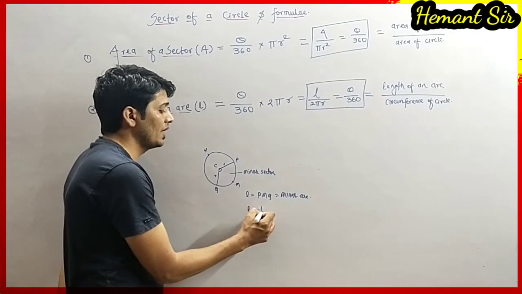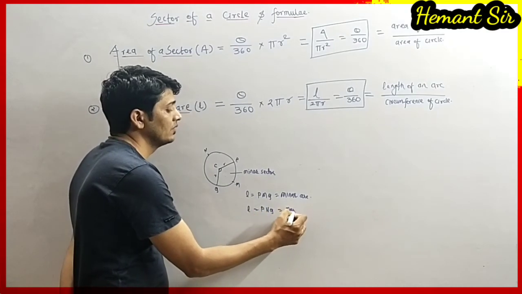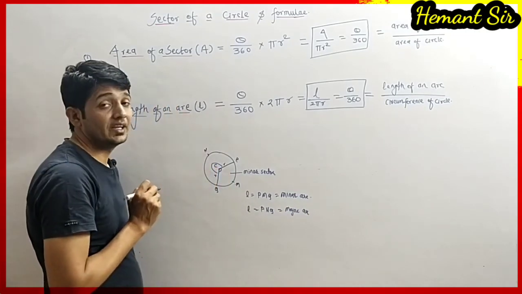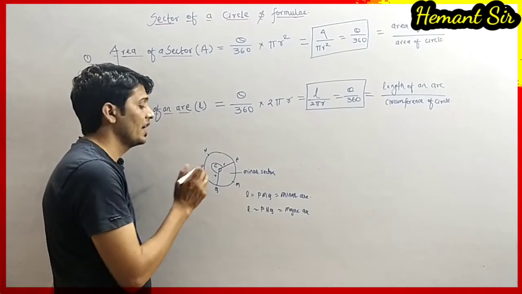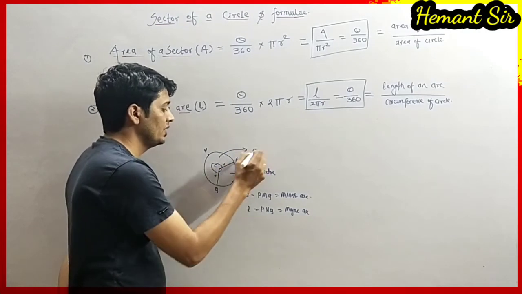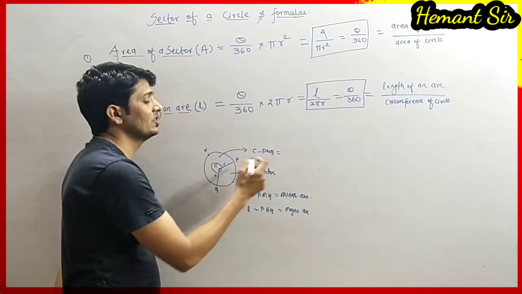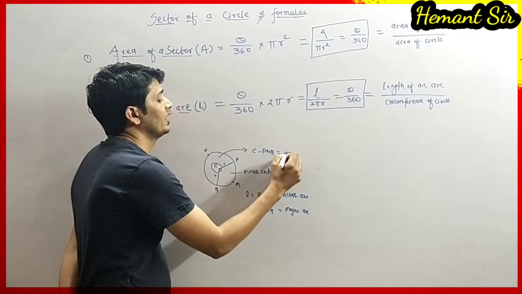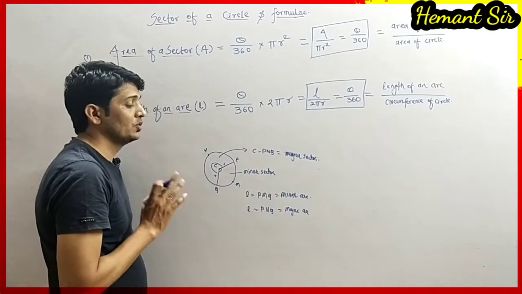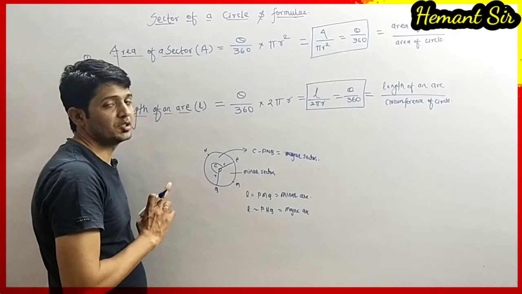Okay. So length of arc P and Q. P and Q is major arc. Why is it major arc? Because this angle is more than 180 degree. That's why it is the major arc. And the area is represented by C, P and Q. It is area of a major sector, or it is major sector. Okay. So I hope आपको minor sector, minor arc, major sector and major arc समझ में आ गया होगा.